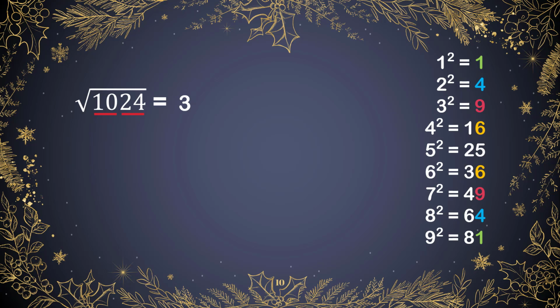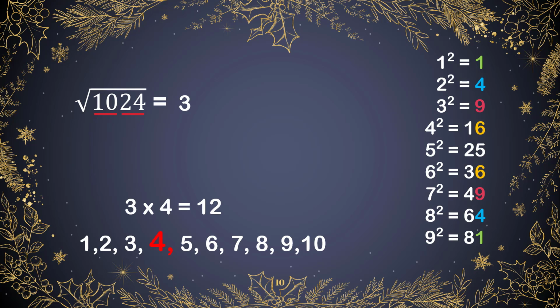The next step is that we multiply this 3 by the number that comes after 3, sequentially. 1, 2, 3, and the next number that comes is 4. So 3 times 4 is 12. Now we compare the 10 to 12. Is 10 greater or smaller than 12? It is of course smaller. You just have to remember this to find the unit digit. The last step is to look at the unit digit. Here the unit digit is 4.